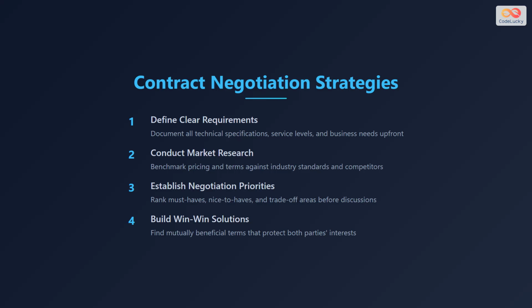The vendor lifecycle consists of 5 key stages. First is planning and identification, where you determine your needs. Second is selection and evaluation, where you assess potential vendors. Third is negotiation and contracting. Fourth is onboarding and implementation. Finally comes monitoring and optimization throughout the partnership.